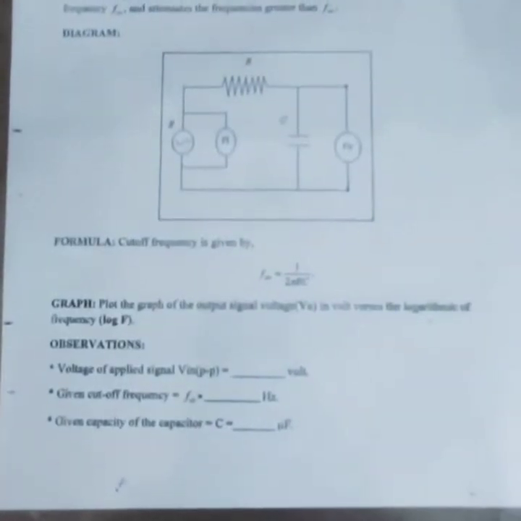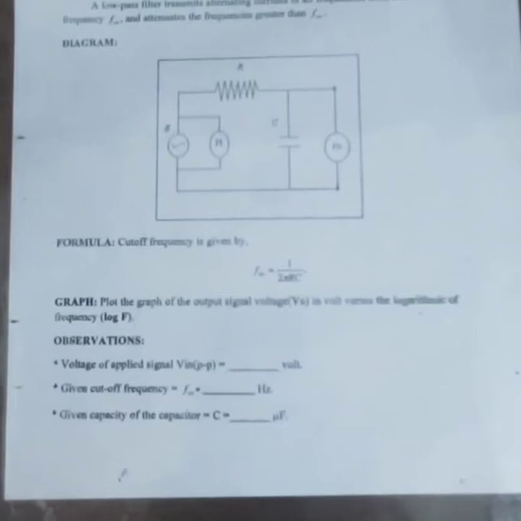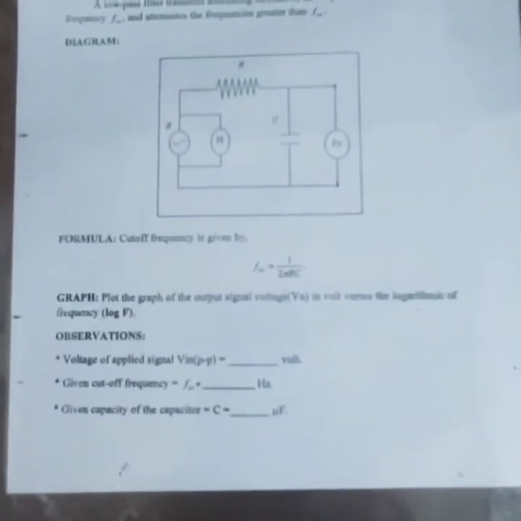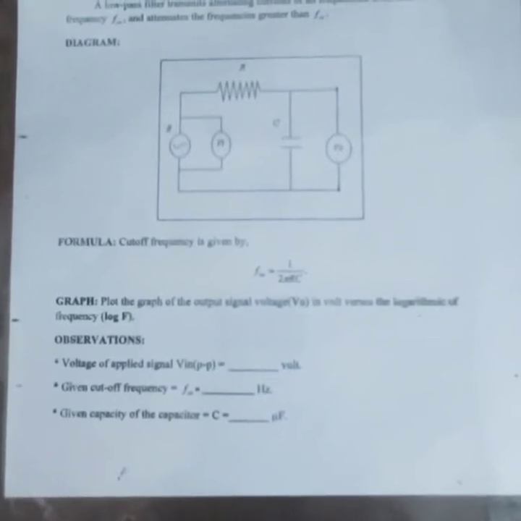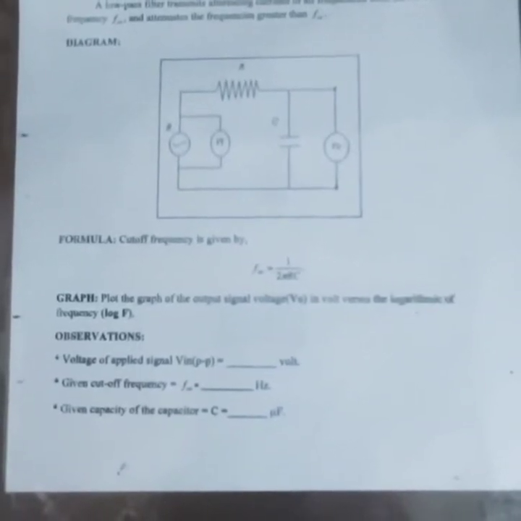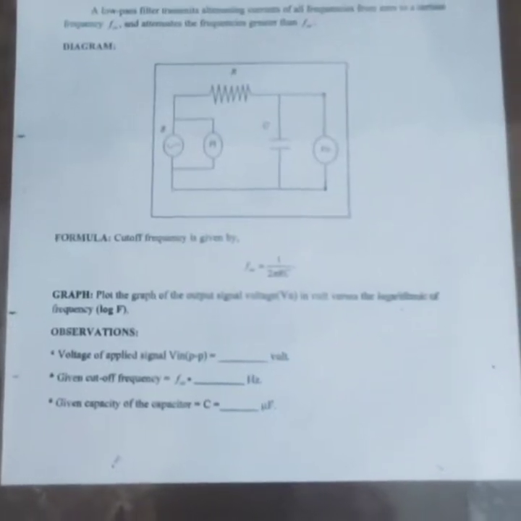It consists of E, which is the signal generator, VI, the input voltmeter, R is the resistor, C is the capacitor, and VO, which is the output voltmeter. These two voltmeters are AC voltmeters because our circuit is an AC circuit.